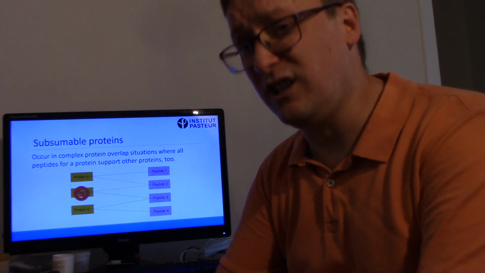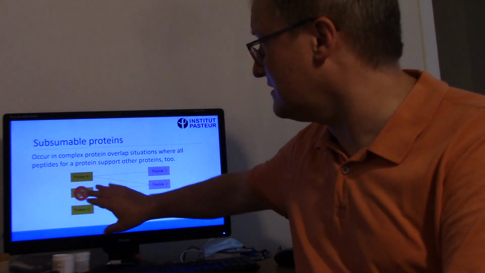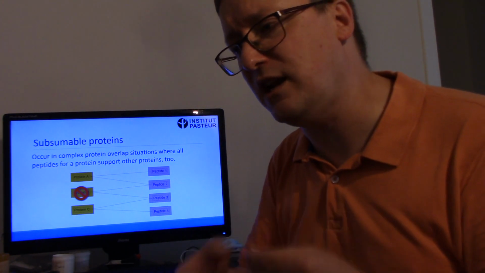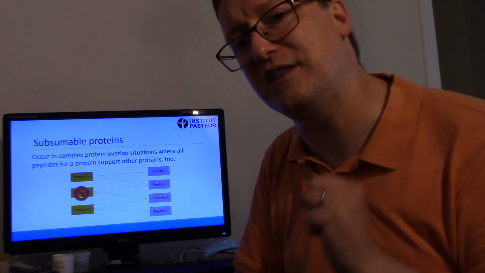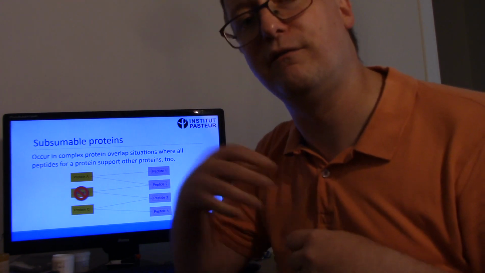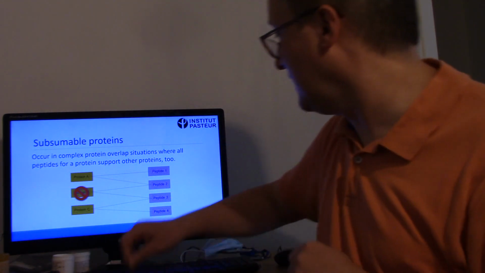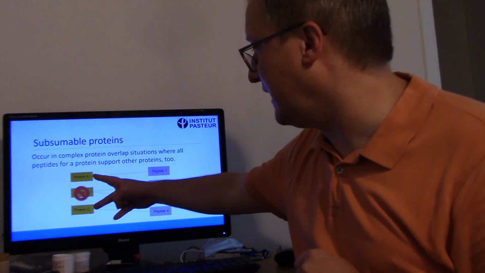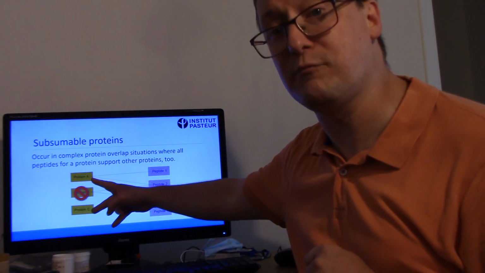But things can get even a little weirder than that. In the case of subsumable proteins, we have a case where the data for a given protein is not the subset of that for just one other protein. In this case, peptides 1 through 4 can be explained by just protein A and protein C.